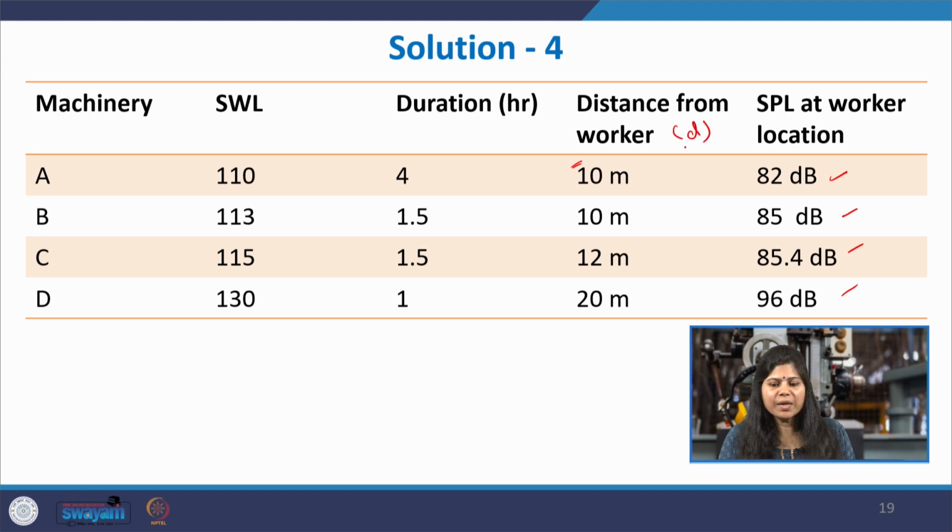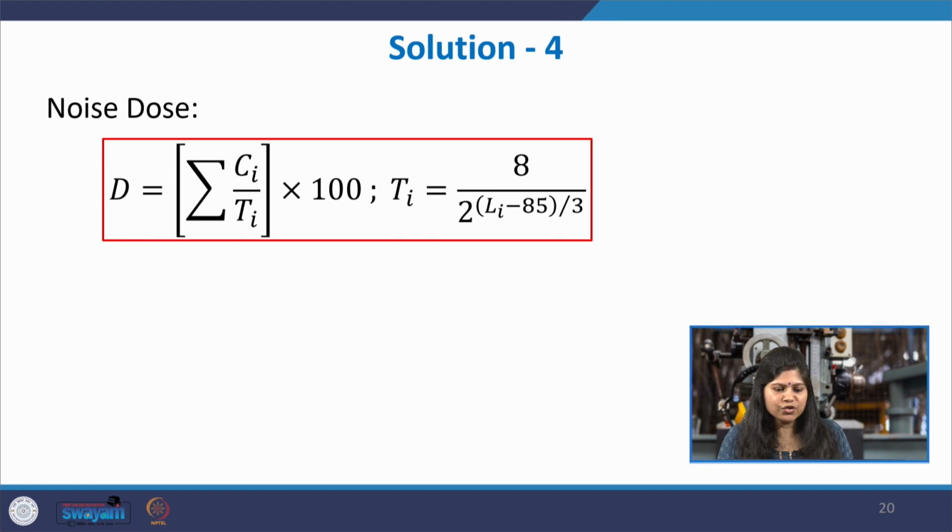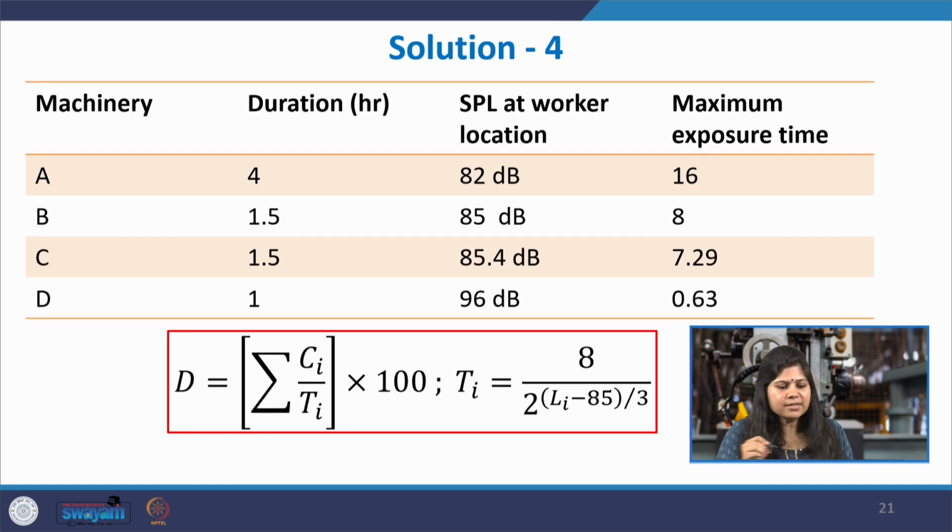Okay. So, now we have the SPL at the worker location. We can use the noise dose formula which is given by this, where every Ti for the NIOSH guidelines is given by 8 by 2 to the power of (Li minus 85) by 3. So, all of this we have covered in our previous lectures. So, now let us see, this is the actual duration of exposure, this is the level at which these exposures are being done, and by the NIOSH guidelines this should be the maximum permissible durations for these particular levels.